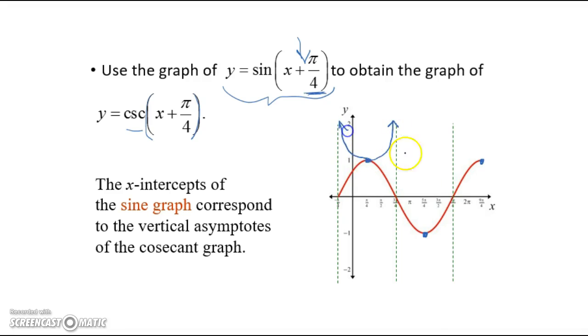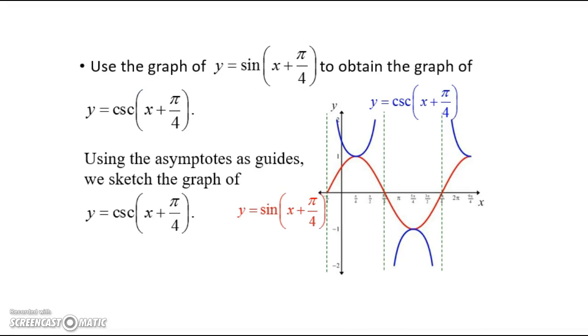And they're going to travel right along those vertical asymptotes. And remember, those vertical asymptotes come from the zeros of that corresponding sine function. So there's all the pieces from negative pi over 4 to 9 pi over 4 that I would draw for this cosecant function. So we do exactly the same thing graphing cosecant that we did graphing secant.